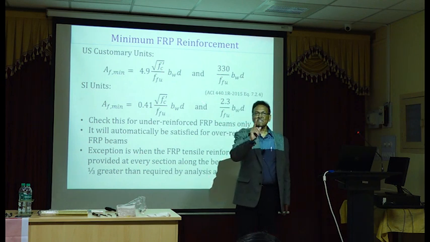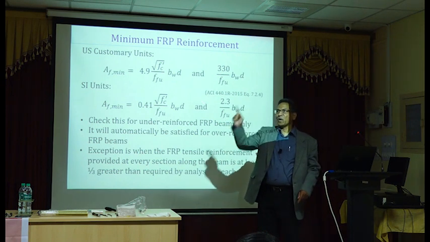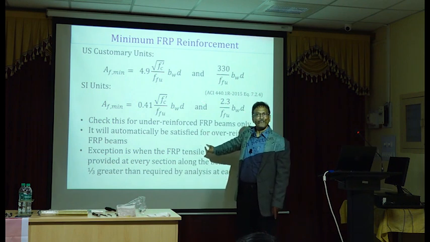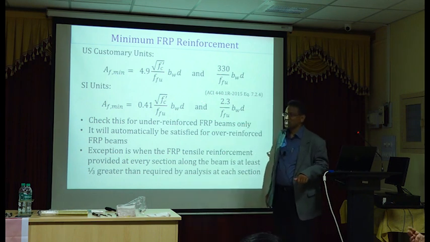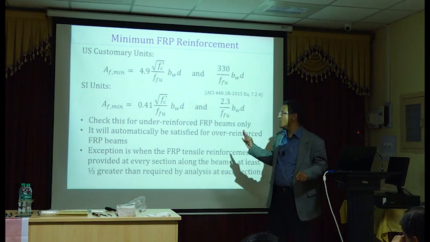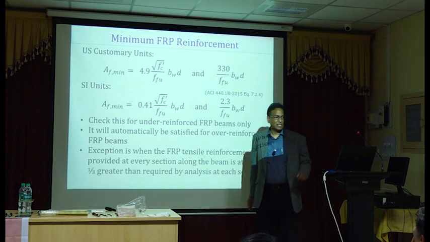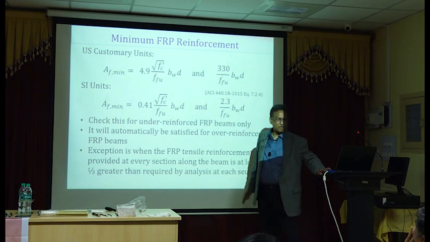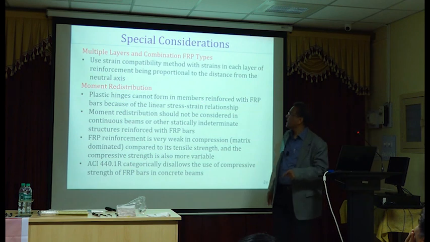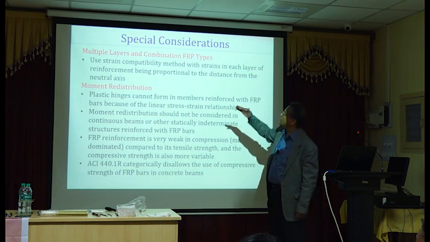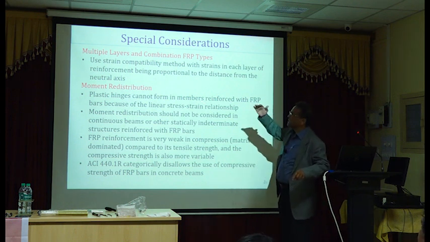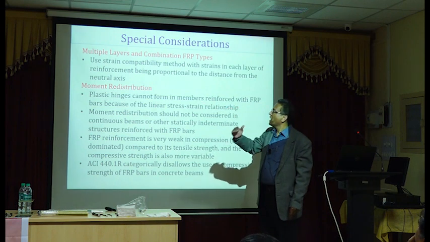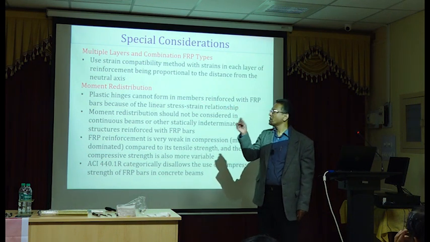So there you can actually go around and use a smaller amount of reinforcement, and that will many times help you a lot. Particularly slabs, because slabs are generally not governed by shear design, therefore you can benefit from using this last exception. And then if you have multiple layers and a combination of FRP types, you must use strain compatibility method based on the actual strain at each level, and then the corresponding stress from the stress strain curve. So we can do that.